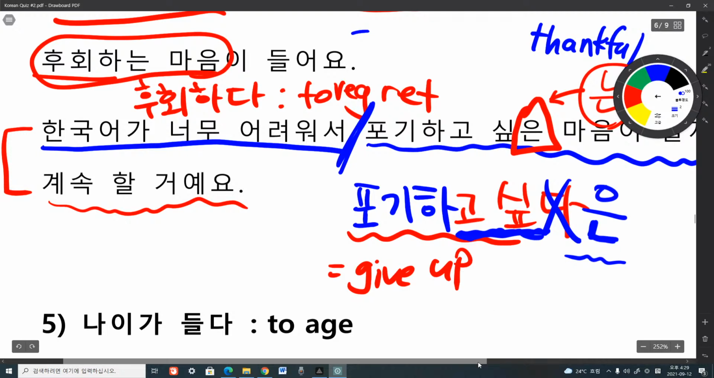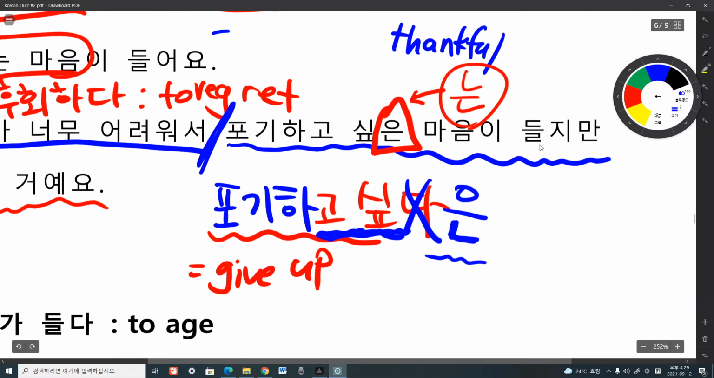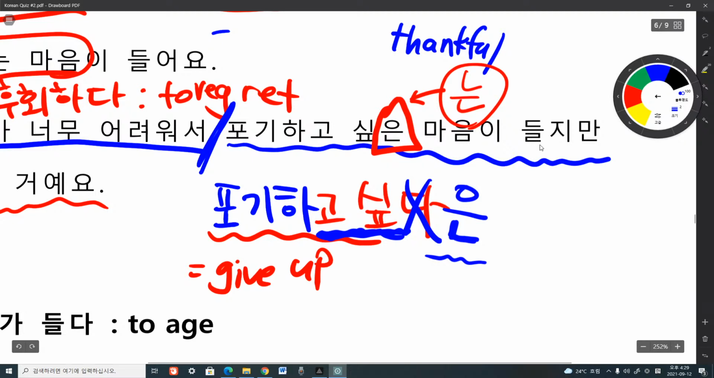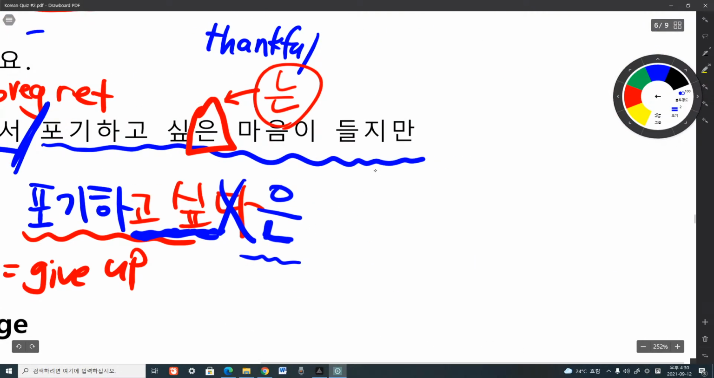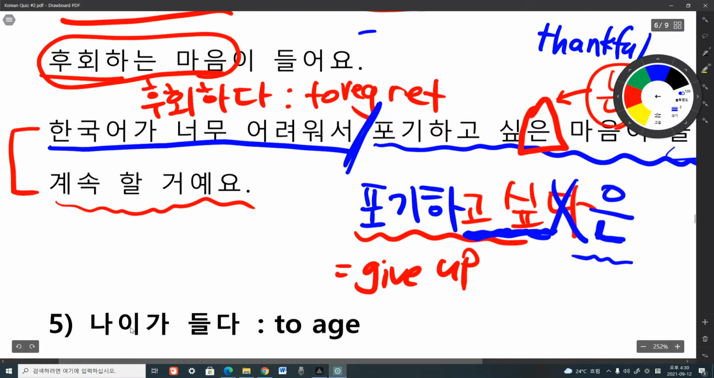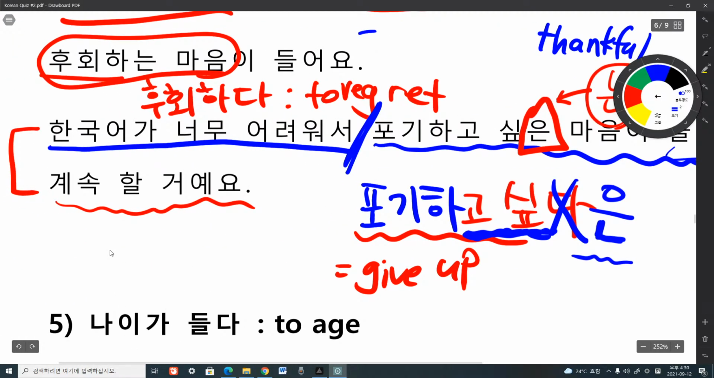포기하고 싶은 마음이 들지만, so a feeling arises where I want to give up. So it means like I feel like I want to give up, but 들지만, but there's a twist. 계속 갈 거예요.